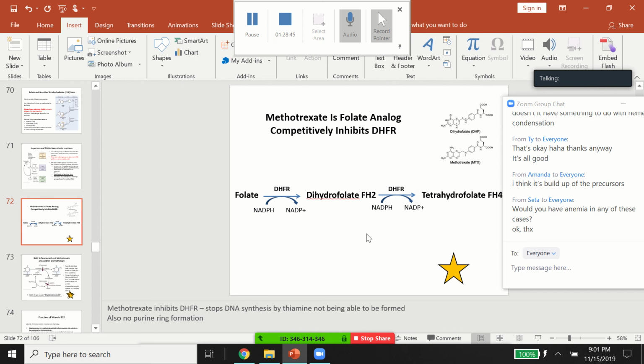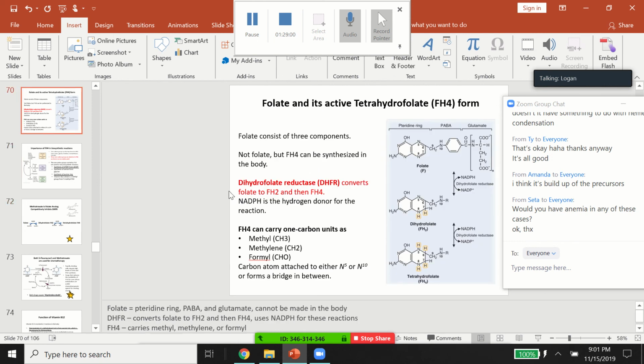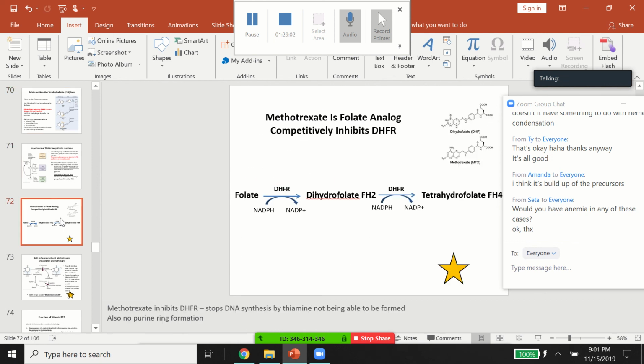All right. Then on to this slide here. The reason I thought this was very important is that it tells you what methotrexate does. Methotrexate competitively inhibits DHFR. What is DHFR? Dihydrofolate reductase. And what does that do? It allows not only FH2 to form FH4, but folate to form FH2. So it's a very important enzyme in order to form FH4, or tetrahydrofolate, but methotrexate blocks that enzyme.